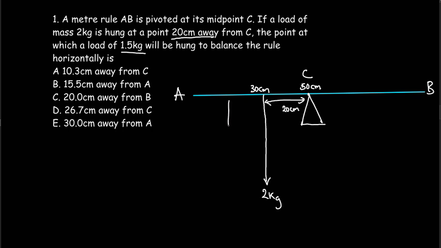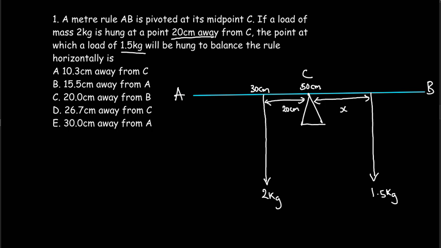Definitely, the 2 kg will be pulling on this side of the meter rule. So we have to add a mass on this side in order to balance it. So they say, what should we add? A 1.5 kg mass. We don't know the distance from the center. We don't know the distance from the midpoint. So let's just call it x.